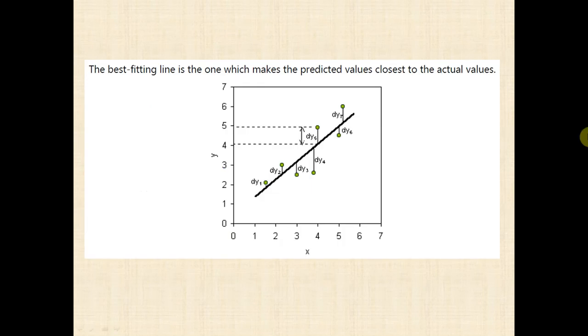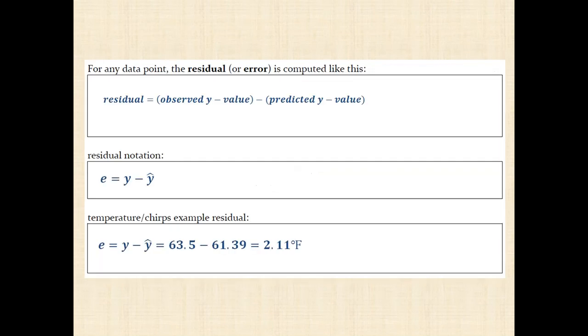The best fit line is the one that on aggregate makes the predicted y values closest to the actual y values. For any data point, the residual or error is computed like it is there, where it's the observed y value minus the predicted y value, always in that order. If there's a consistent order of subtraction, the sign means something, and that's the accepted order of subtraction, observed y minus predicted y.